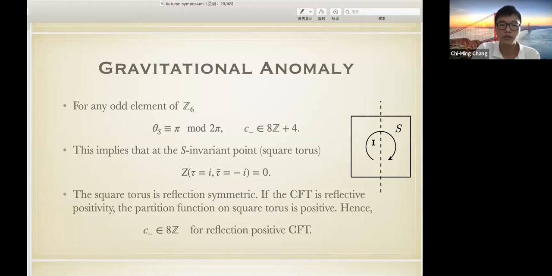The square torus is also invariant under some reflections. For example, we can reflect the torus along this dashed line. If the CFT is reflection positive, then the partition function on the square torus should be positive, because the square torus is a reflection symmetric configuration. So this tells us that for a reflection positive CFT, the chiral central charge should be 8 times an integer. This condition agrees with the condition from the anomaly inflow.